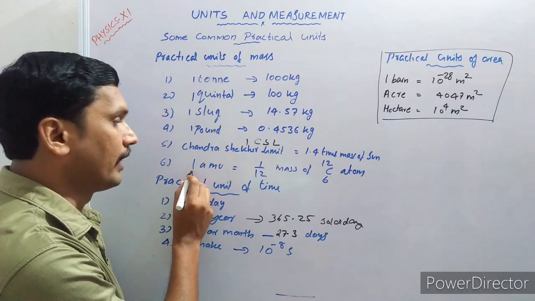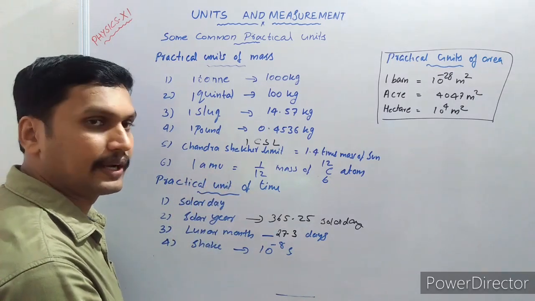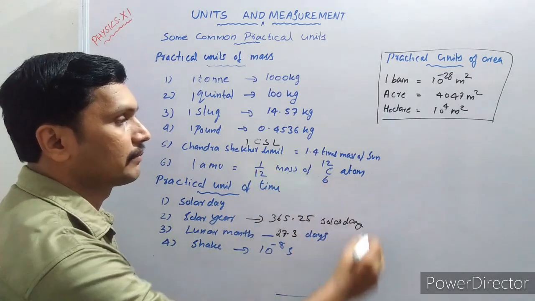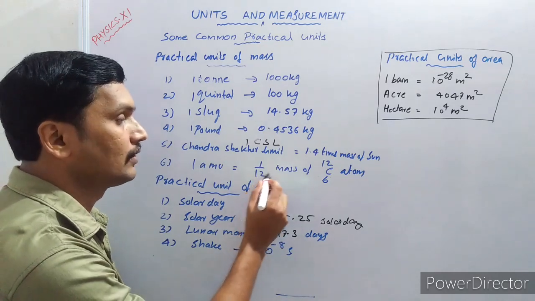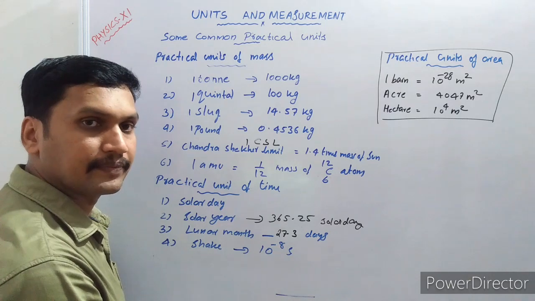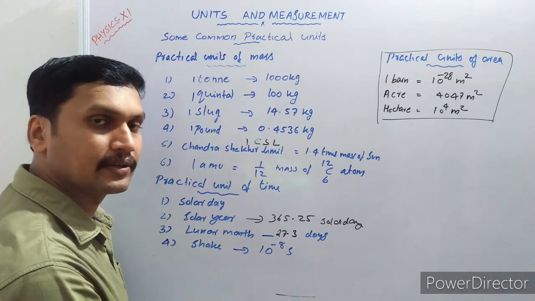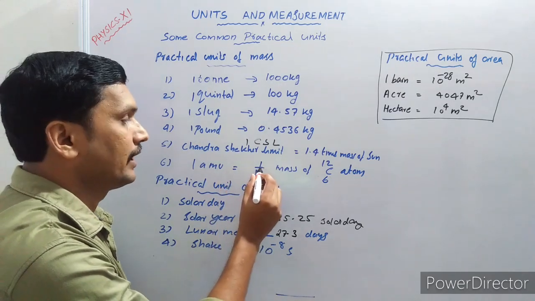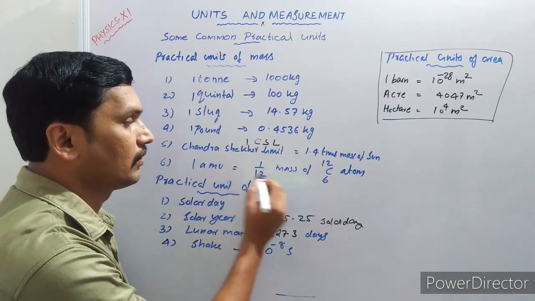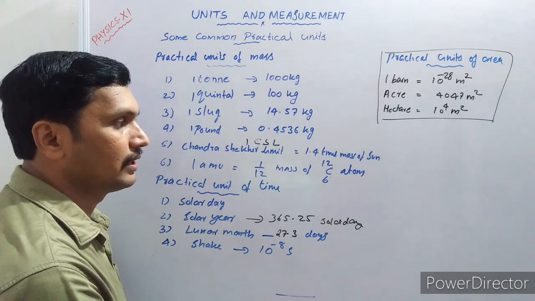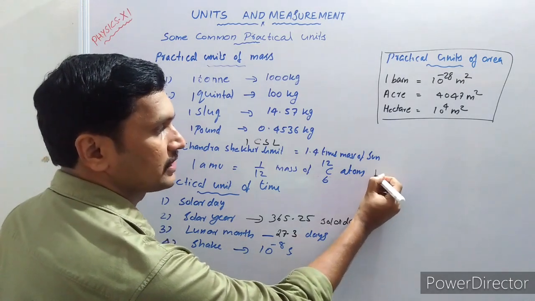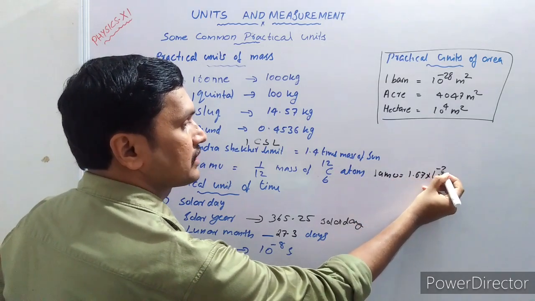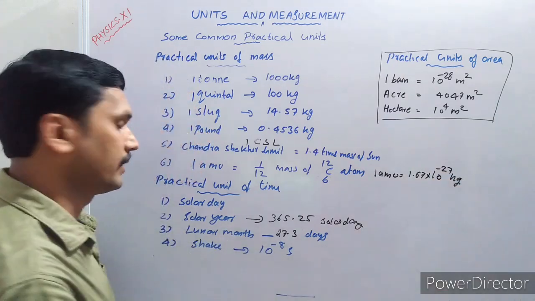And a very small mass unit, the atomic mass unit, AMU. 1 atomic mass unit is equal to 1 by 12 of the mass of a carbon 12 atom. Usually to measure the mass of subatomic particles like electron and proton, we use this unit. 1 AMU is approximately 1.67 into 10 raised to minus 27 kilogram.